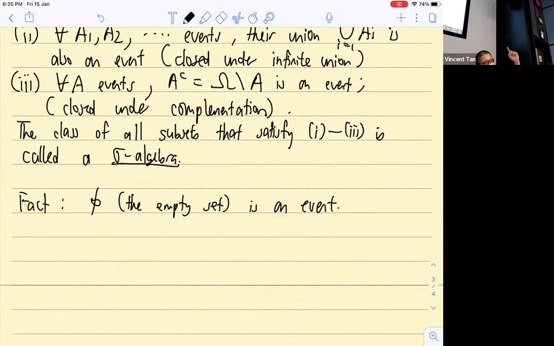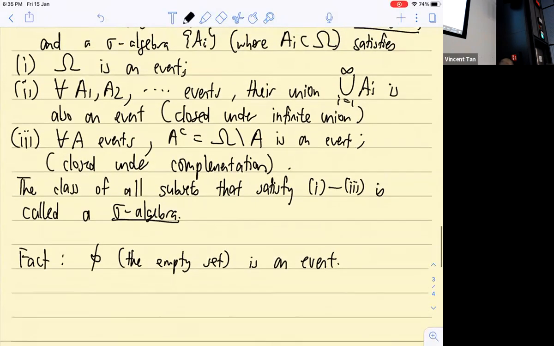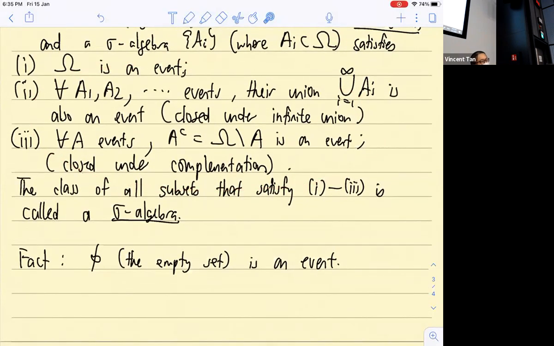This is the first non-trivial thing. Maybe this is kind of trivial actually, but why do we need to prove this? Well, we need to prove this because no one said that phi is an event in our axioms. So what do we need to do? We need to combine our knowledge based on the above axioms in order to prove that phi, the empty set, is an event. Oh, by the way, phi is basically omega complement.